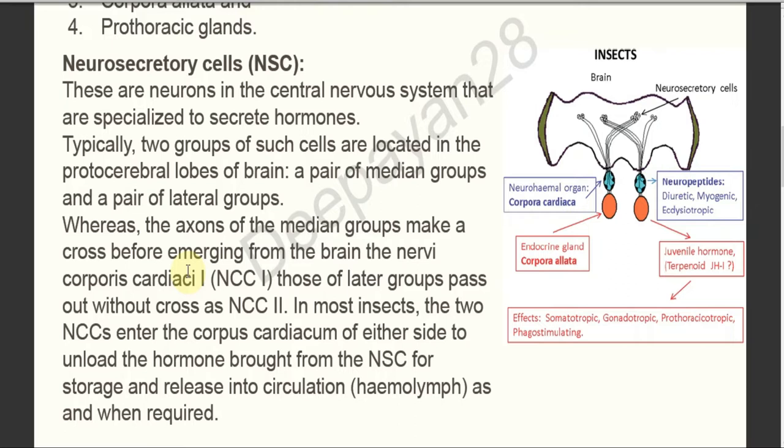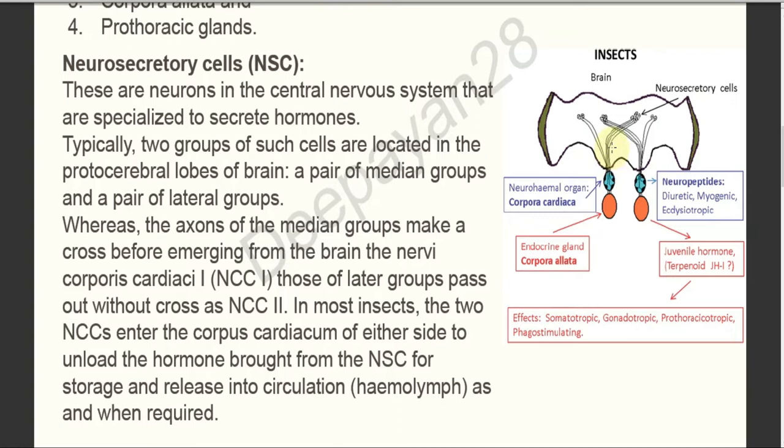Now, you see from these cells these nerves are coming. This one, this one, this one, this one. Getting my point? In the case of the median group, what is happening? Before coming out of the brain, they make a cross. You see, here one cross, here one. Can you see? Understood?